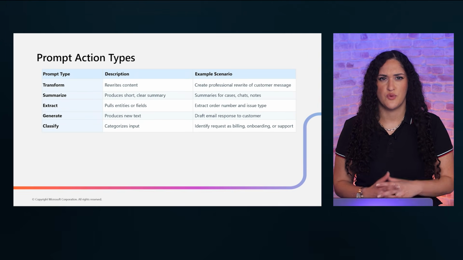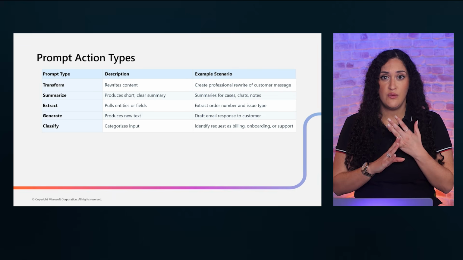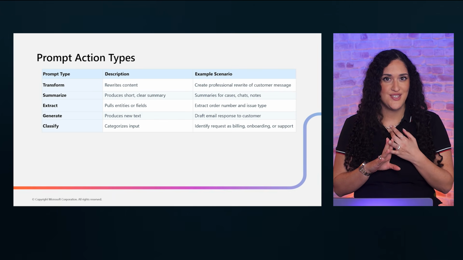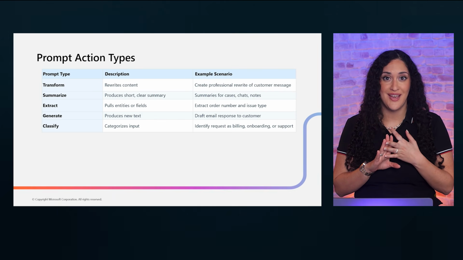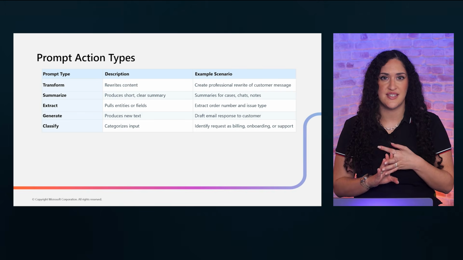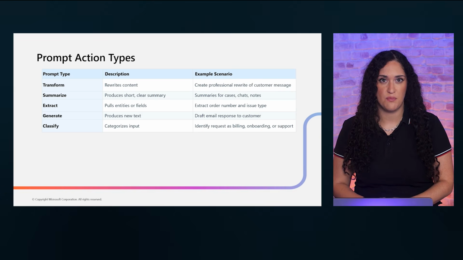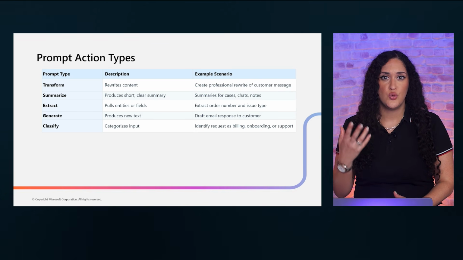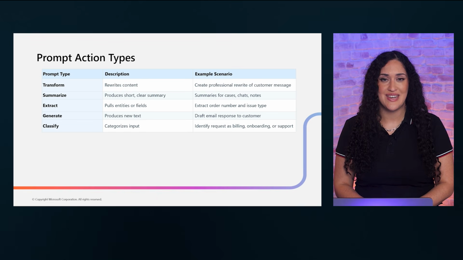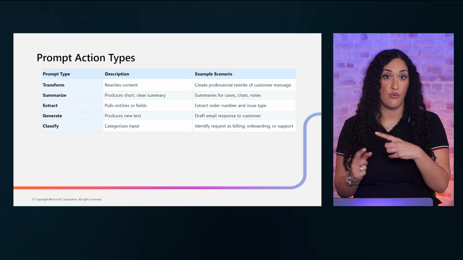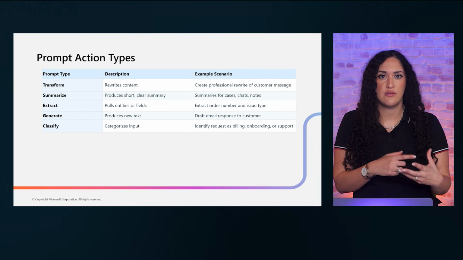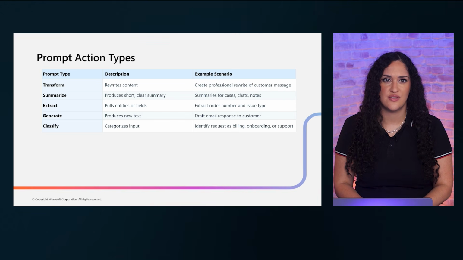Let's look at the 5 types of prompt actions. Transform rewrites content. Summarize condenses information. Extract pulls specific entities from the text. Generate creates new content. And classify categorizes input. Make sure you use multiple types together within a single agent, matching each task to the most appropriate type. A classification prompt action can route to a generation prompt action, creating a pipeline of precise, controlled language model operations.